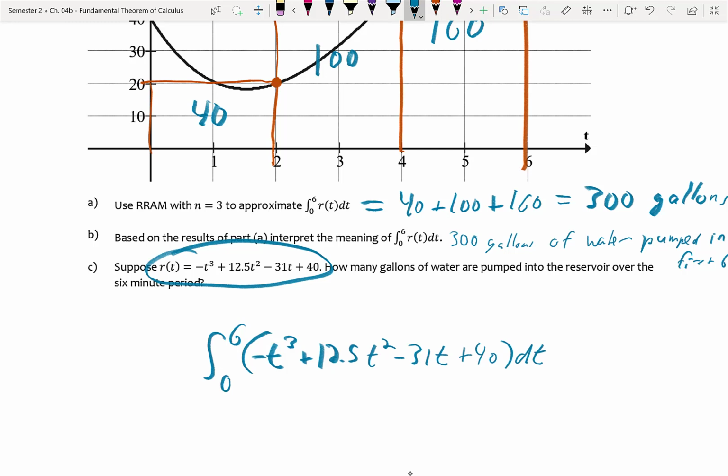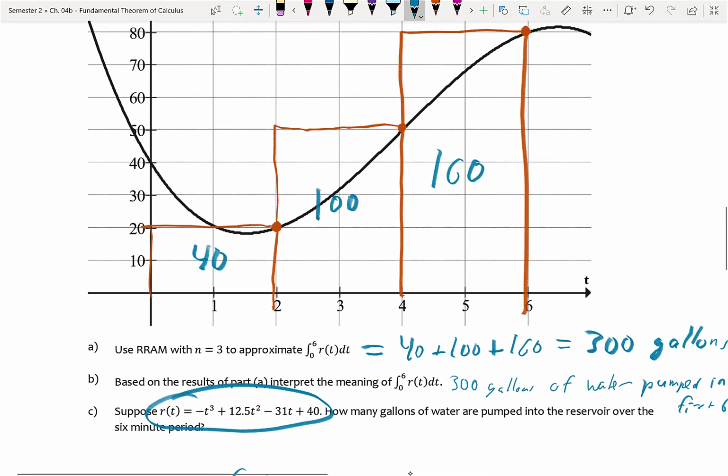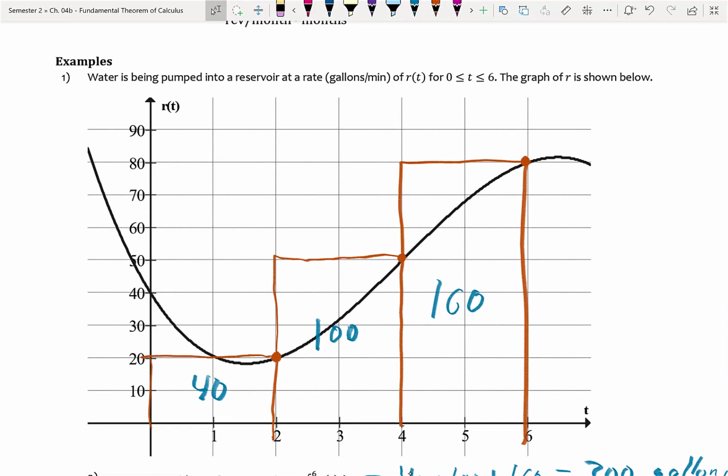This would probably be a calculator question. Why does it give you n equals 3? It tells you that because n equals 3 means 3 rectangles. If it was n equals 4, we'd have to do partial ones. N equals 6 would be 6 rectangles.